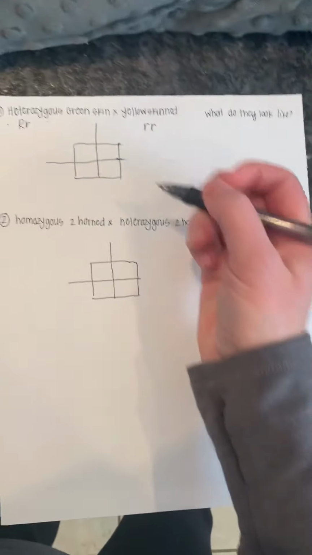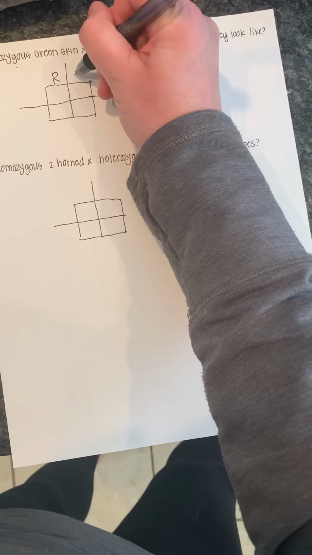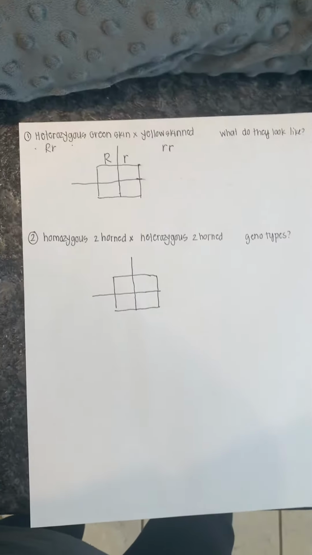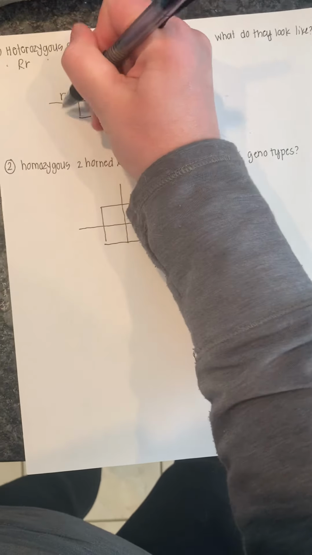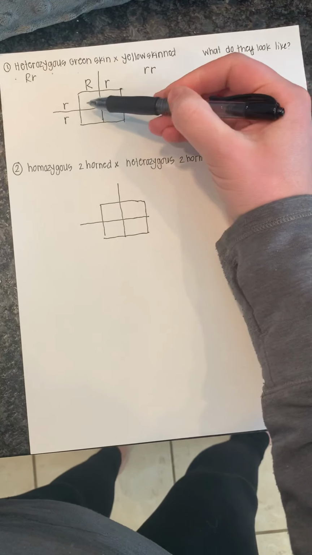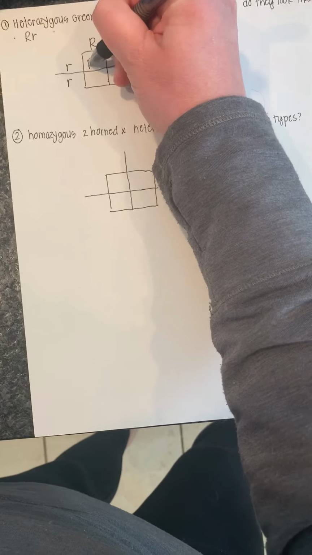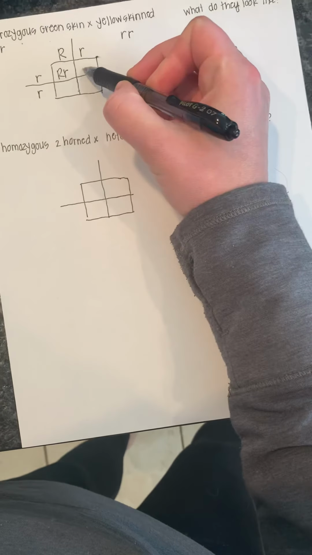So the way that we do these is I'm going to put one parent on the top. I've got my heterozygous green skin Zork at the top. Then my yellow skin Zork goes on the side. To perform the cross, I just combine the two. So this box would be big R and little r. This box would be little r and little r. This box would be big R and little r.